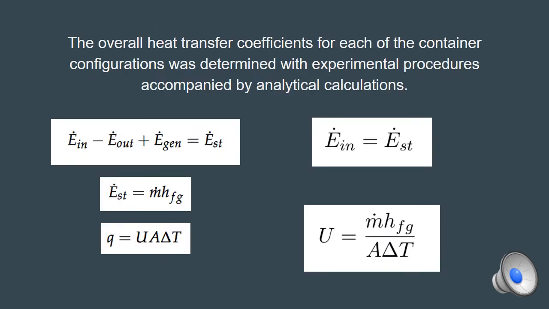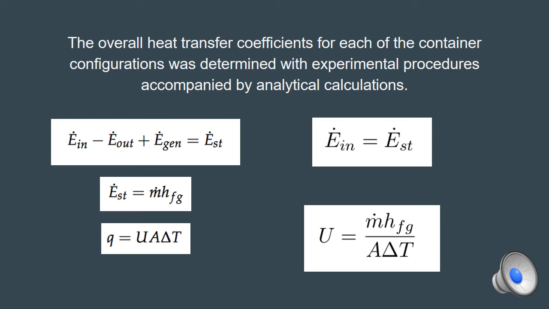The overall heat transfer coefficients of the container could be calculated from the experimental data using the energy balance equation and the latent heat of fusion of water. The heat transfer of a system can be determined using the energy balance equation. In this experiment, energy is entering the system while no energy is leaving and no energy is being generated. Consequently, the energy coming in is being stored by the system. The energy stored by the system during phase change is the mass flow rate times the latent heat of evaporation, or, for this experiment, the latent heat of fusion.